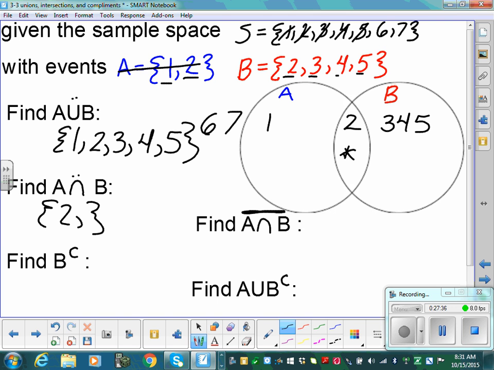And then let's find B complement. So that means everything not in B. So I'm going to look. Now I've got to be careful. 2's in B, 3's in B, 4's in B, 5's in B. So I'm going to cover up all that. Now look at the entire thing. What's everything not in B? 6, 7, and 1. Very good.